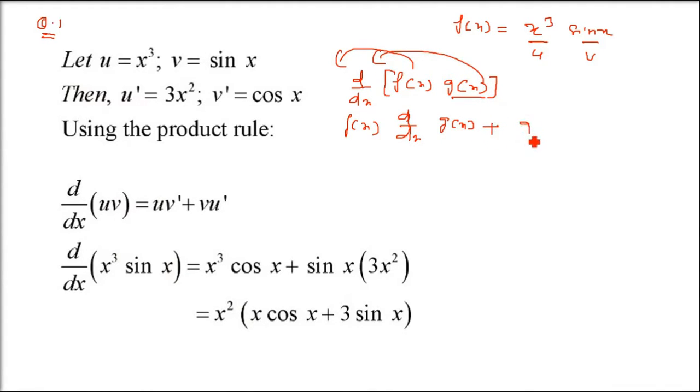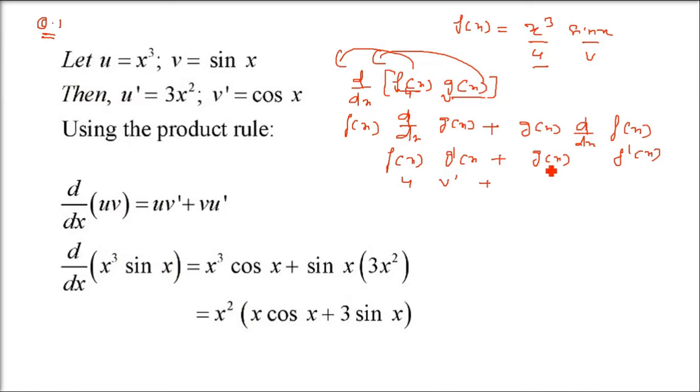Then we take g(x) outside and do the differentiation of f(x). So eventually f(x) g dash x, that is the differentiation of g, and then g(x) and the differentiation of f, f dash x. So we are writing u and v as f(x) and g(x), and f dash x and g dash x as u dash and v dash. So u v dash plus v u dash. And if there are three variables, you will do the same thing with u v w.